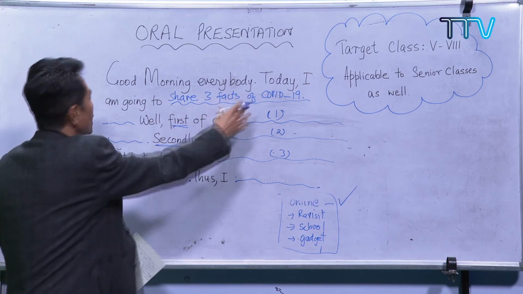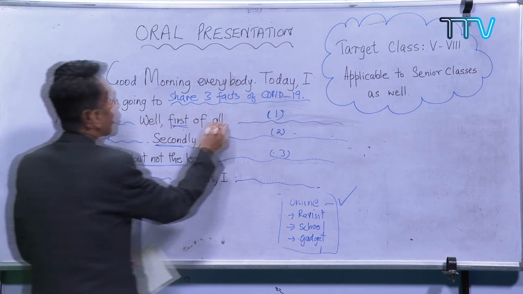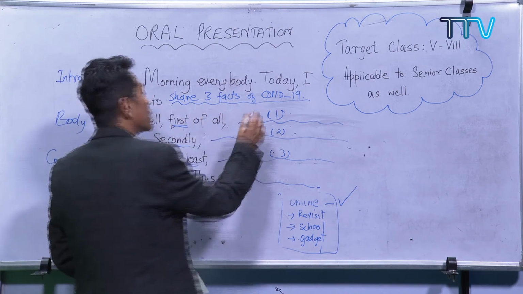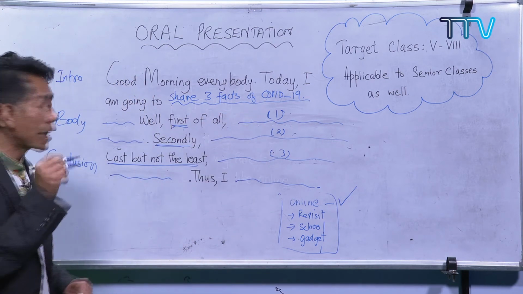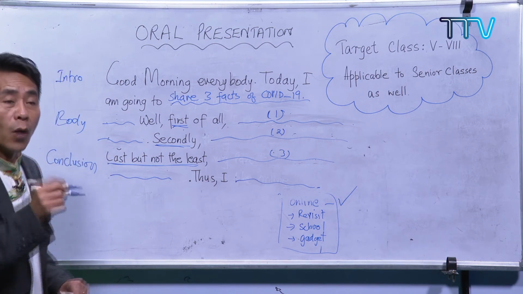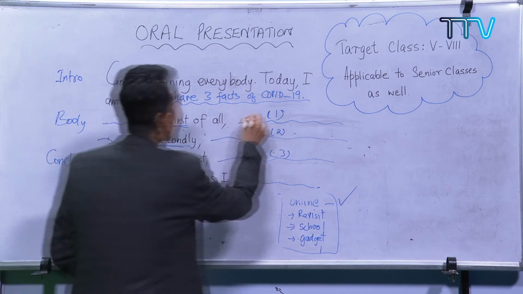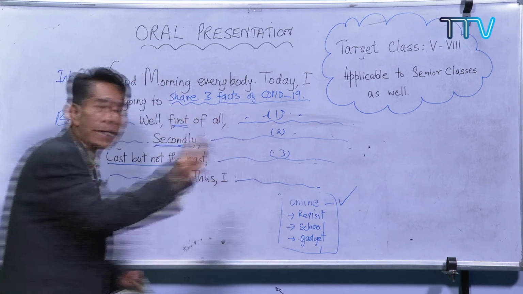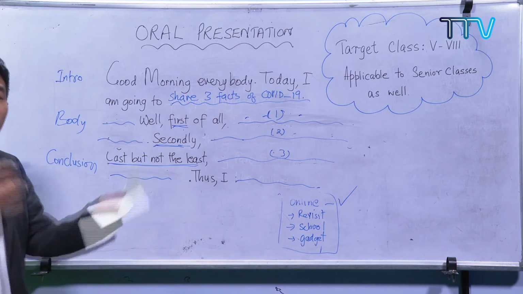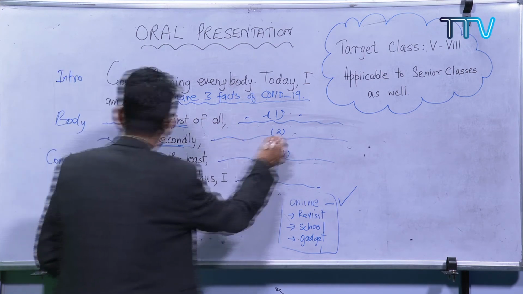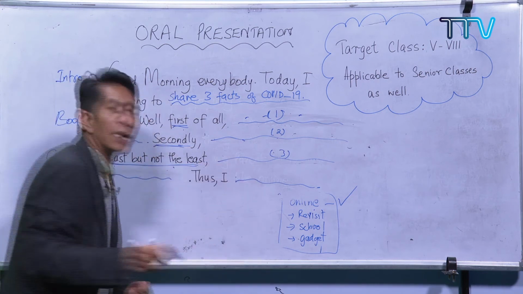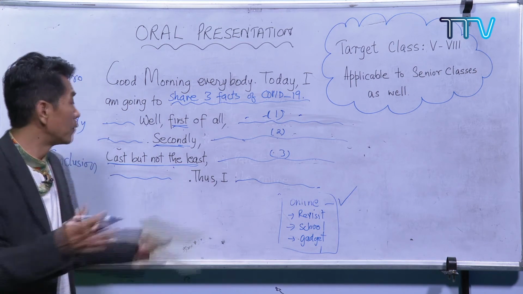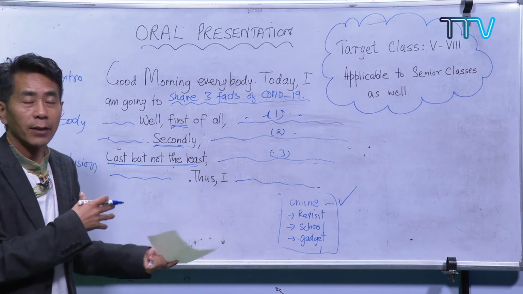Now there are so many things, and once you have that, first of all, what is the first fact you are going to do? The COVID-19 disease first originated from Wuhan, China. You can write like this. And secondly, this disease has killed thousands of people all over the world. And last but not the least, there has not been any vaccine developed for this COVID-19. So these are the points.